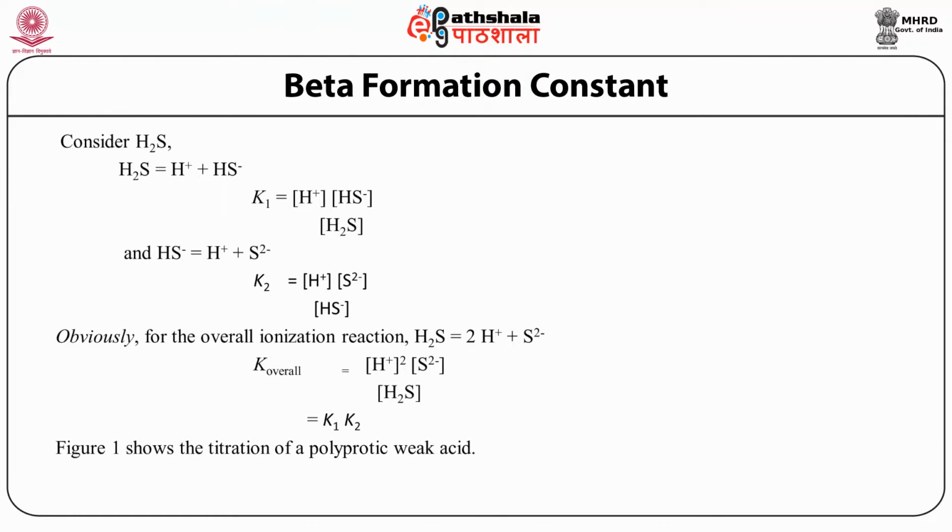Now consider H2S. H2S dissociates into H plus and HS anion, and HS anion dissociates into H plus and S2 anion. So for both K1 and K2, equations can be written as represented above. Obviously, for the overall ionization reaction, H2S is equal to 2H plus and S2 anion, and K overall, which is [H+] squared [S2-] upon [H2S], is equal to K1 into K2.